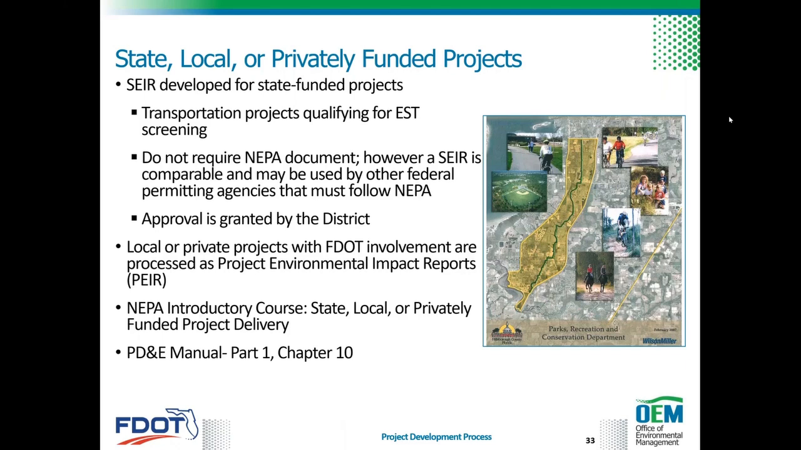When a local agency or other entity is the lead agency, a Project Environmental Impact Report, or PEIR, may be prepared. And PEIRs are used by non-FDOT entities when state funds are used, or the project lies on a State Intermodal System, or SIS, state highway system facility, or a project advanced through other unique funding mechanisms, such as a state infrastructure bank loan. Ultimately, the district should work with the local agency or private entity to determine whether a PEIR or SEIR is required. The processing and documentation for state, local, or privately funded projects is outlined in Part 1, Chapter 10 of the PD&E Manual.